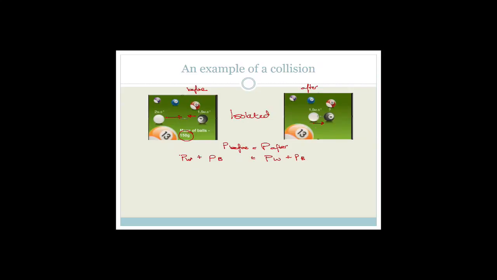So if that's the case, the mass of the white ball times the initial velocity of the white ball, plus the mass of the black ball times the initial velocity of the black ball, has to equal the mass of the white ball times the final velocity of the white ball, plus the mass of the black ball times the final velocity of the black ball. Now, that line has to be written when you are writing these sums for the conservation of linear momentum. This line is given a mark.